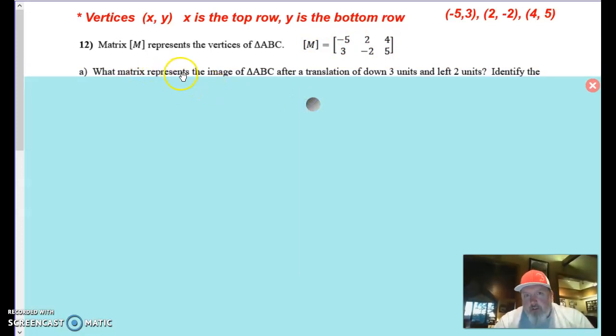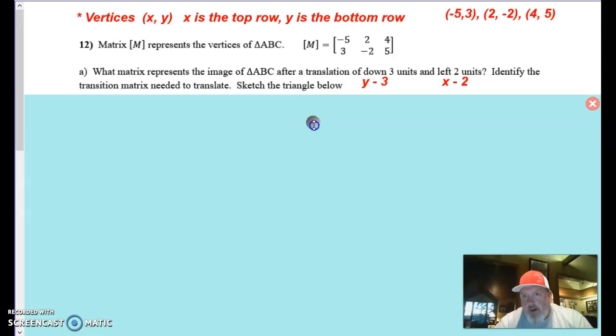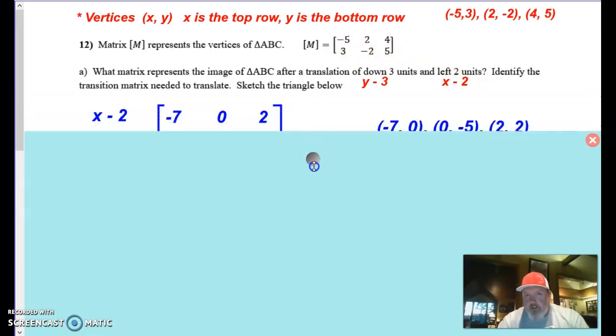All right, so what matrix represents this image if we translate it down 3 and left 2? Well, if you're going to move something down 3 units, you're going to subtract 3 from all of the Y's. And if you were going to take a point and move it left, the way you'd go from 5 to 3 or 0 to negative 2 or 10 to 8, you would have to subtract 2 from all of the X values. So that's going to be our translation here.